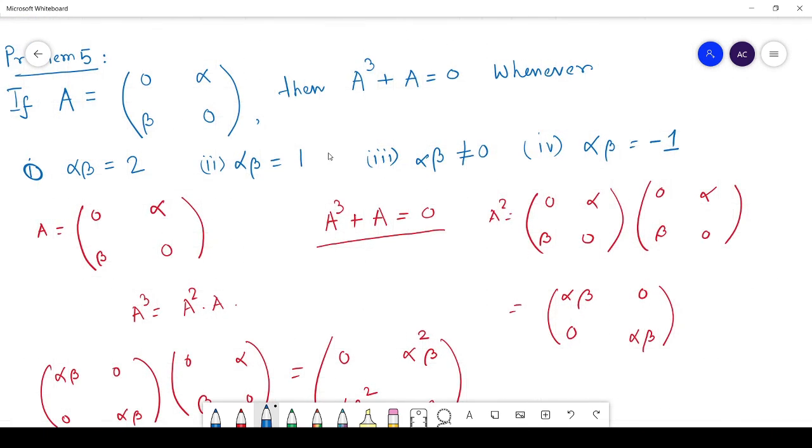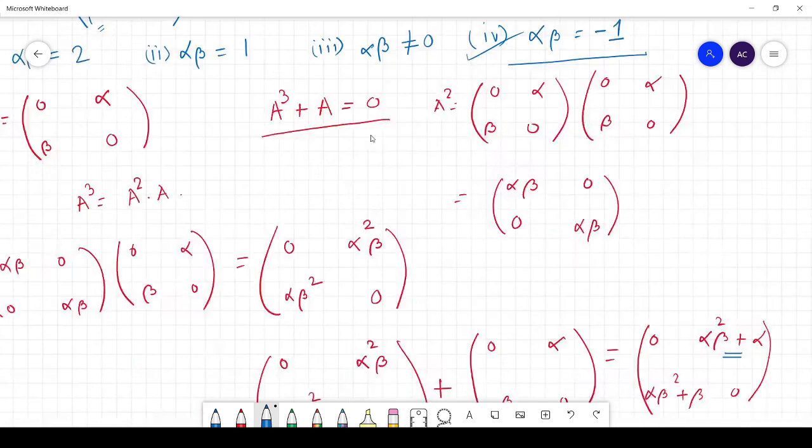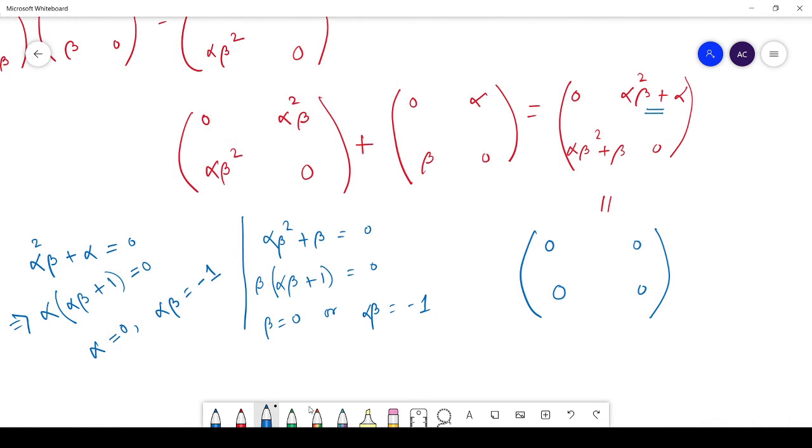Okay, if alpha and beta are both 0, this is not the case. So if any one of alpha, beta is non-zero, then we are getting alpha beta equals minus 1. Okay, so option 4 is correct. Anyway, we are getting this option from here also, from here also this option. So if we neglect this part, either alpha equals 0 or beta equals 0, then we will be getting alpha beta equals minus 1.